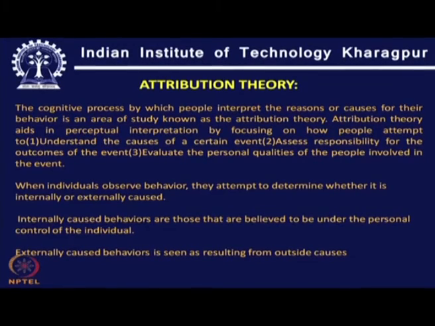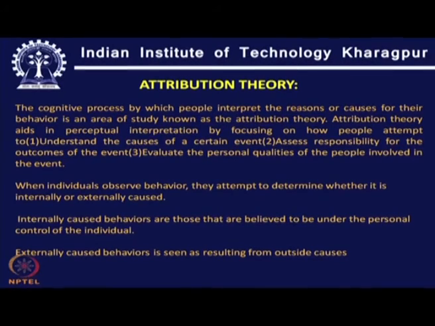Next we come to the discussion of attribution theory. Attribution theory is how people may interpret the reasons or causes for their behavior: why something is happening in this way and to whom the cause can be attributed. So, this comes under the domain of attribution theory.